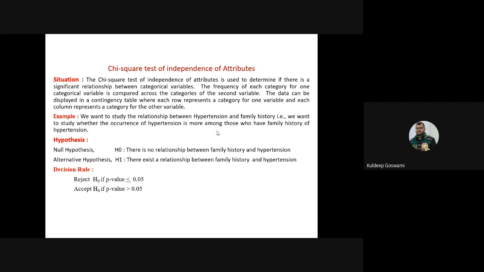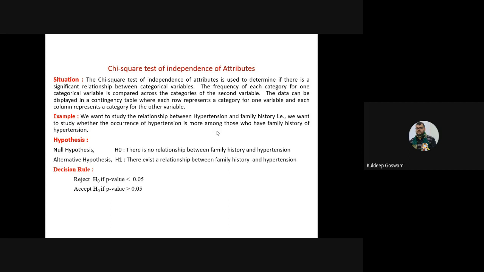The chi-square test of independence of attributes is used to determine if there is a significant relationship between categorical variables. If there exists any significant relationship between categorical variables, we have to use the chi-square test. The frequency of each category of one categorical variable is compared across the categories of the second variable. When we do the SPSS, I'll show you how we can interpret and how we can do the chi-square test and where we can do the chi-square test.